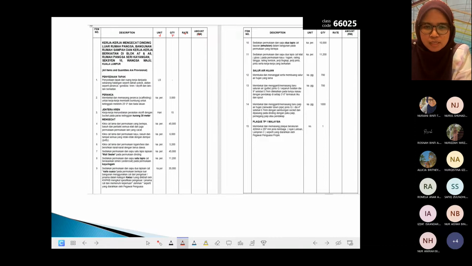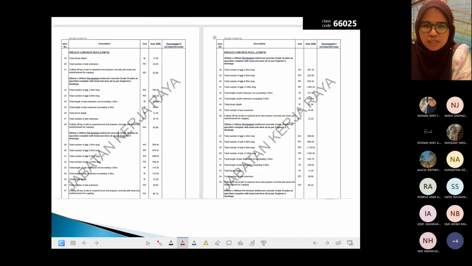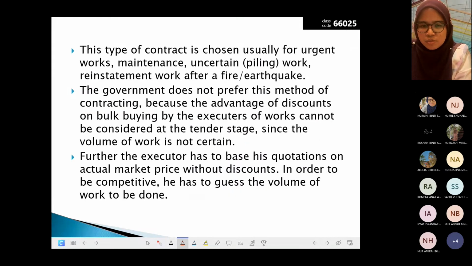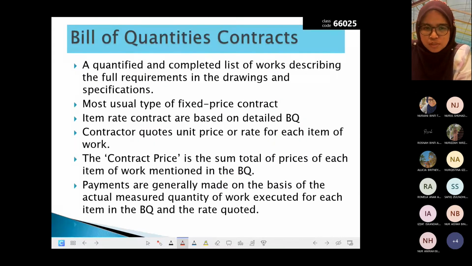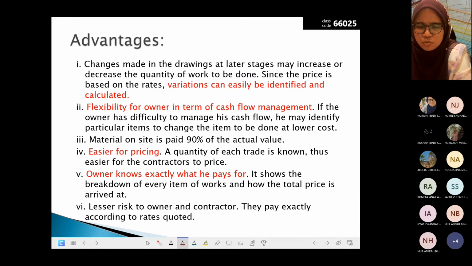Okay, compare dengan kalau ni, you tak kira quantity, you kira by percentage lah. Kita agak-agak, ataupun based on the experience you tengok. So BQ, this is the most preferable. The change made in the drawing at a later stage may increase or decrease the quantity of work to be done. Since the price is based on the rates, variation can easily be identified and collected. Perubahan harga memang senang lah nak nampak.